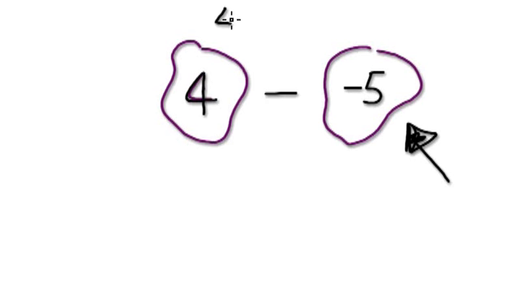Normally, I would ask you to do something like 4 take away 5. Here I'm asking you to do take away -5. So I'm allowed to put any number into the second bubble. We're allowed to do that. So what would this look like? Okay, let's draw a diagram.